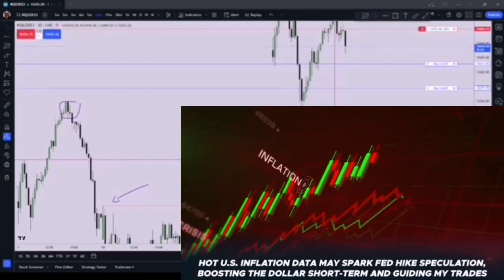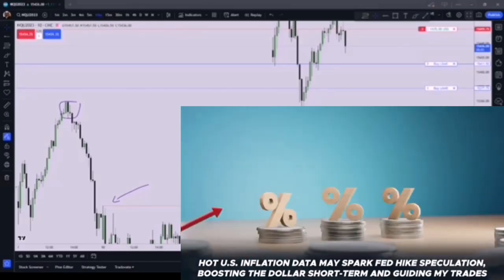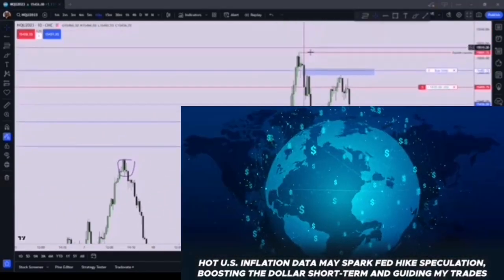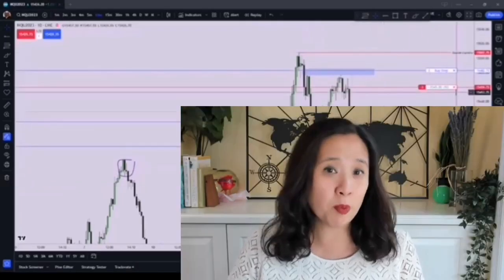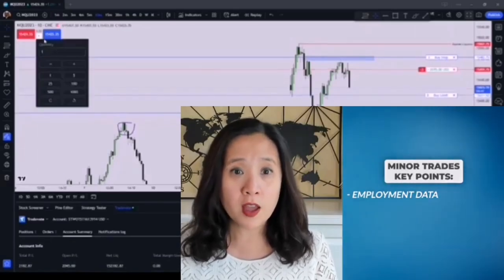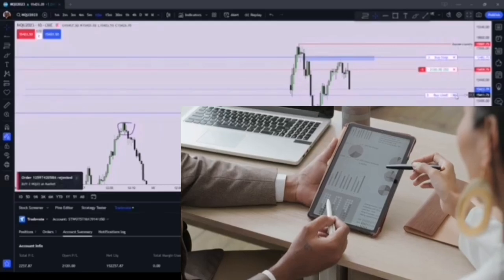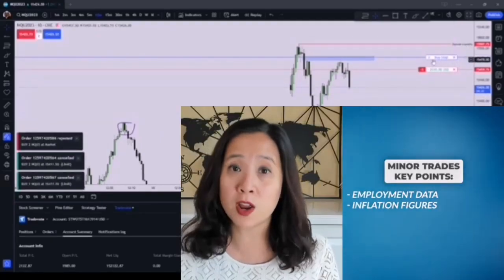If U.S. inflation data comes in hotter than expected, the market might start speculating that the Fed will hike interest rates sooner. That drives the US dollar higher for the next few days, giving me a clear direction to trade. Key data points to watch include employment data, like the US non-farm payrolls report. A strong jobs report, for example, signals economic growth, boosting the US dollar. Inflation figures are also another piece of very important data.